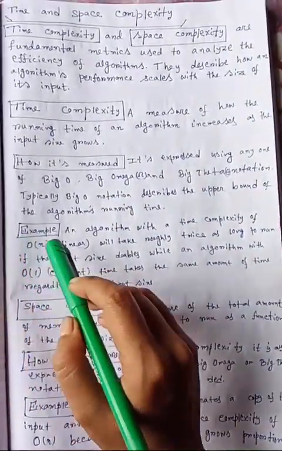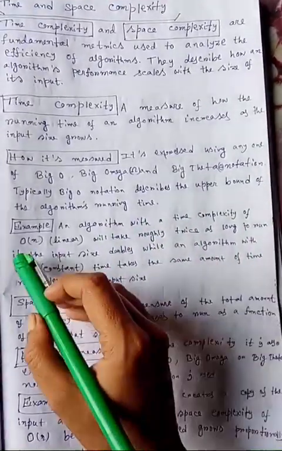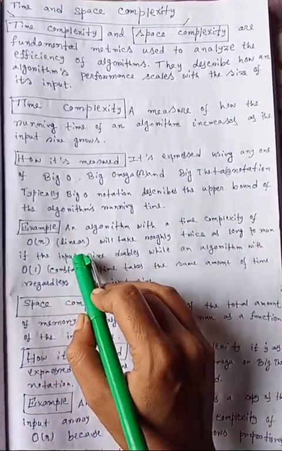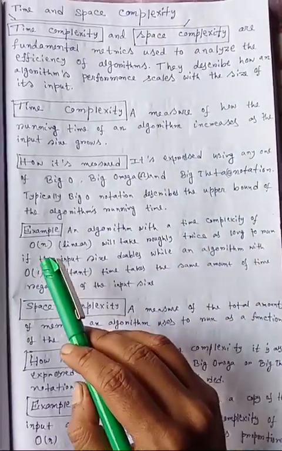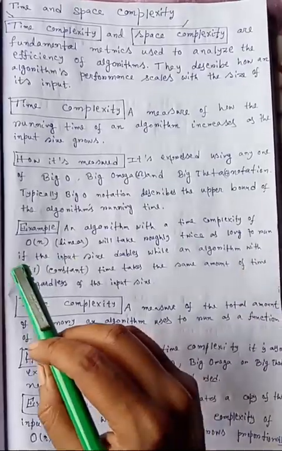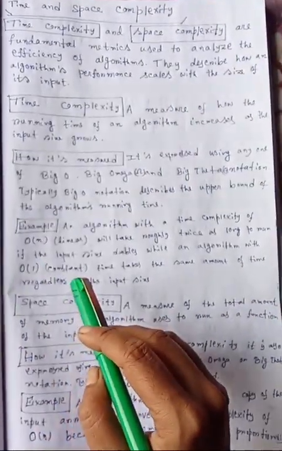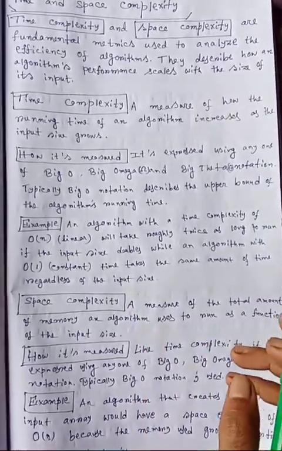Now, let's come to an example. An algorithm with a time complexity of order of n, which is linear, will take roughly twice as long to run if the input size doubles, while an algorithm with order of 1, which is constant time, takes the same amount of time regardless of the input size.